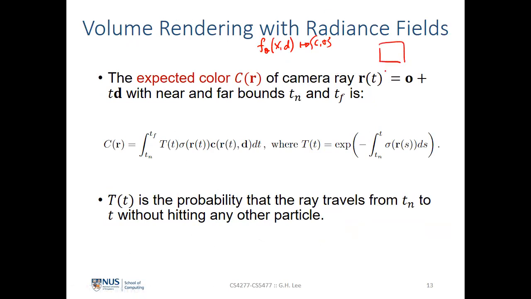Okay, so you would know the camera position, and then you have to specify the ray direction here by specifying D. And what you can do is that you can sample many points from here, okay, and then get all the C and sigma. And the expected color of this particular pixel here, which we are going to call C(r), where r here is the parametric representation of this ray.